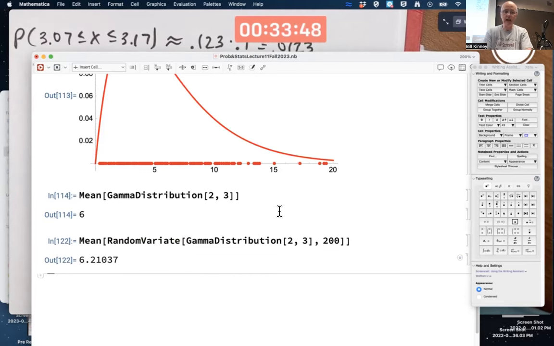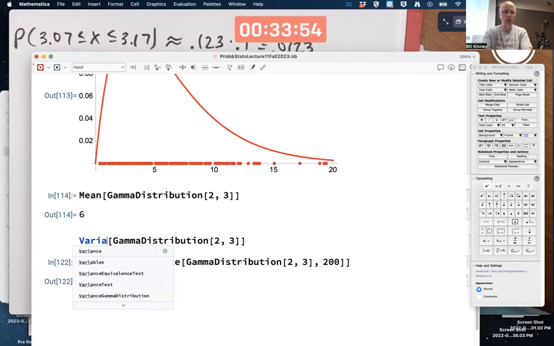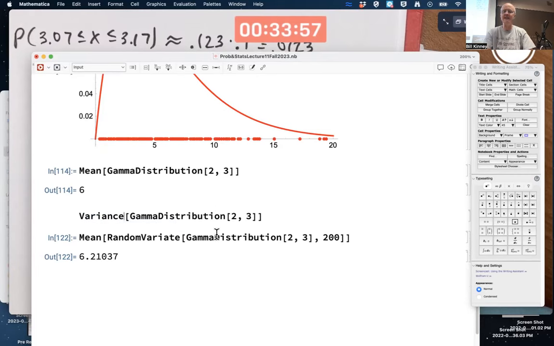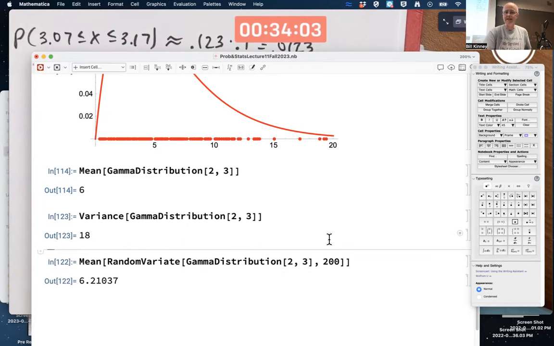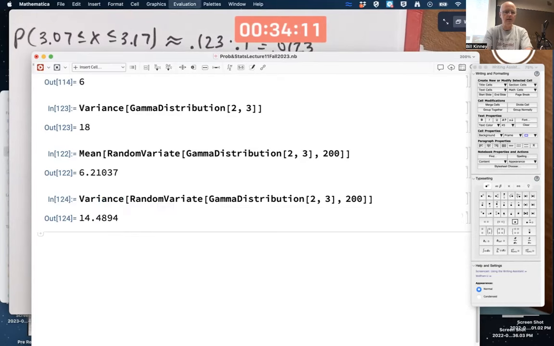How about the standard deviation of the distribution? Or can you do the variance? How about the variance? According to the book, the variance is alpha times beta squared, 2 times 3 squared, 18. Is that the variance of the data? Again, every time I re-enter this, it does a different simulation. Should be close to 18.